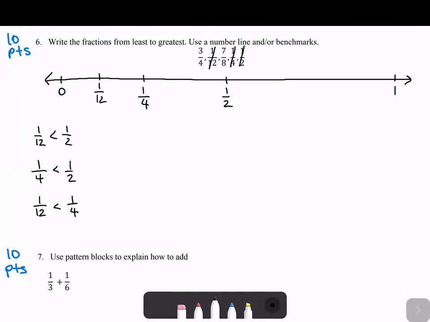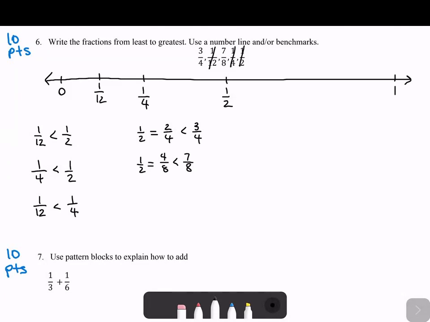So now we need to look at 3/4 and 7/8. First, let's compare those and see which side of the number line they're on. Are they bigger or less than 1/2? Well, 1/2 is 2/4, which is less than 3/4. And similarly, 1/2 is 4/8, which is less than 7/8. So both of these are greater than 1/2, but let's see how they compare to each other.